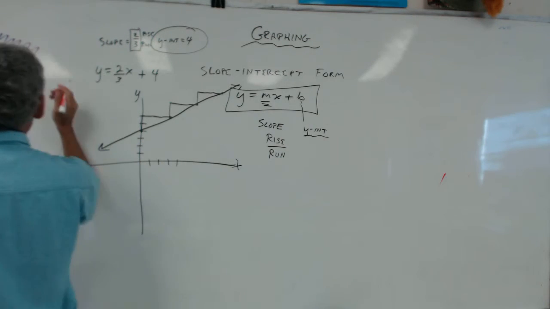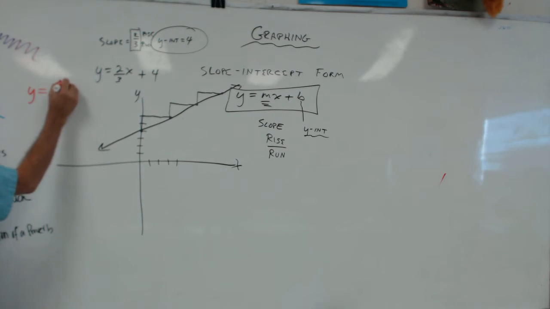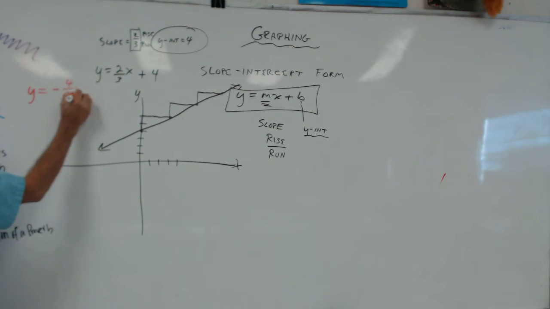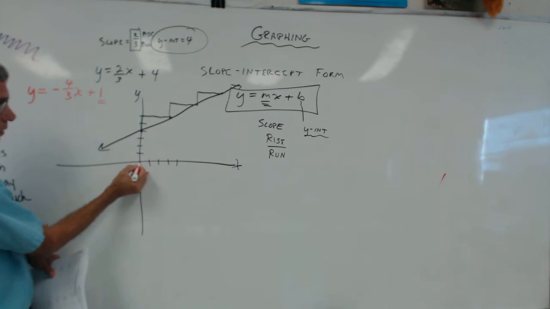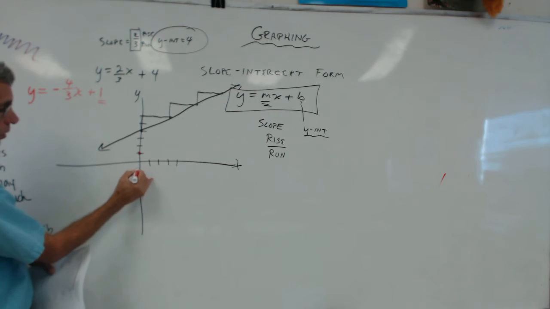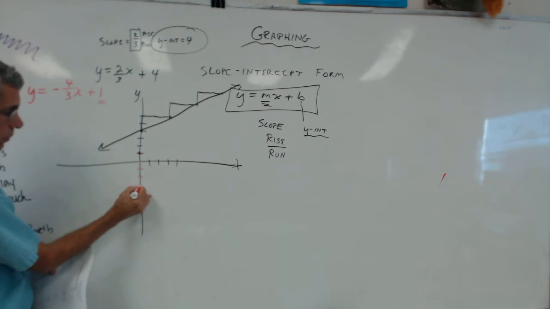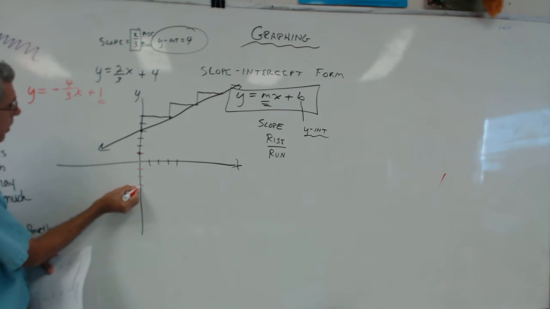Okay. What if I gave you this? Y equals negative 4/3 x plus 1. So my y-intercept is 1, right? So I start at 0, 0, I go up to 1, I put a dot. Then I go down 1, 2, 3, 4.